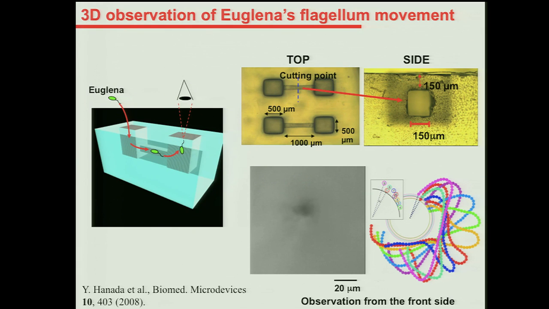Okay, so here I show our first experiment using the nanoaquarium, which is the three-dimensional dynamic observation of Euglena's flagellum movement. Euglena is a unicellular aquatic microorganism swimming at an unexpected speed for its body size. So to know how Euglena can get such a strong driving force, analyzing the three-dimensional movement of the flagellum is very important. This kind of nanoaquarium, which has a very simple microfluidic structure, allows us to observe the dynamic motion of the flagellum very easily.